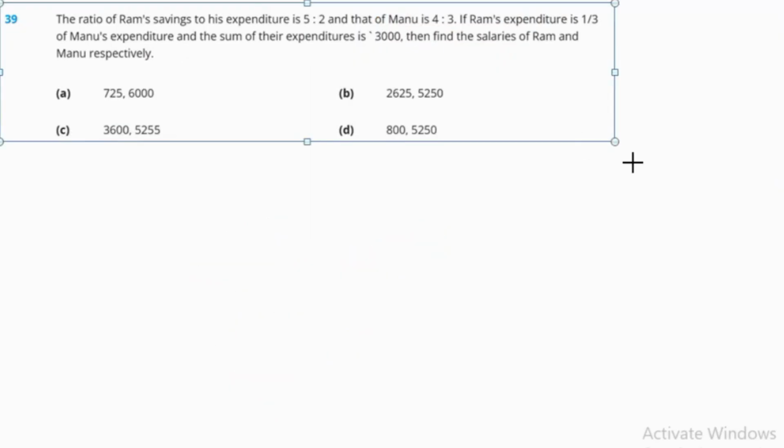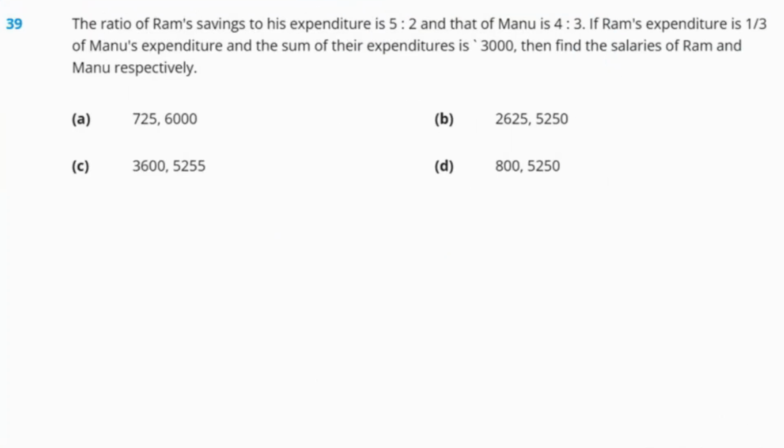Next question. The ratio of Ram's savings to his expenditure is 5:2, and that of Mohan is 4:3. The ratio of the savings to the expenditures is given to us as 5:2. And the ratio of Ram's savings to that of Mohan is given to us as 4:3. So if Ram's expenditure is 1/3 of Mohan's expenditure.